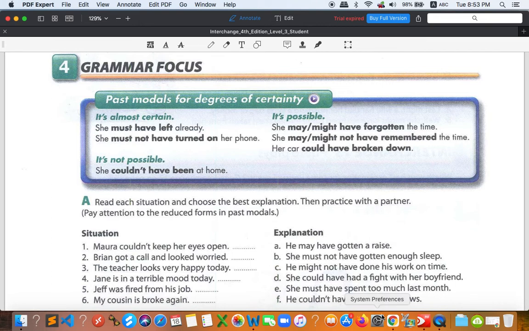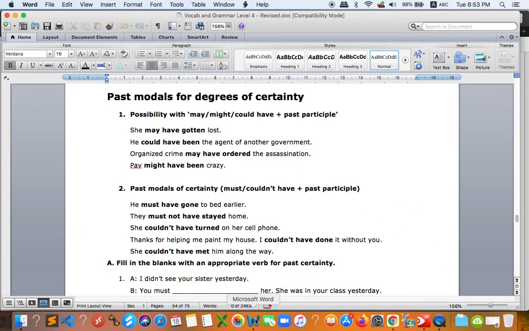Let me bring you back to the handout. If you take a look at this, we have subject, modal, plus have, plus past participle. As you can see in the examples, she may have gotten lost. He could have been the agent of another government. Organized crime may have ordered the assassination, things like this. Pei might have been crazy. Pei is a person. Something is wrong with the spelling here, but it should be a certain kind of name. But anyway, fine. Let's move on to past modals of certainty.